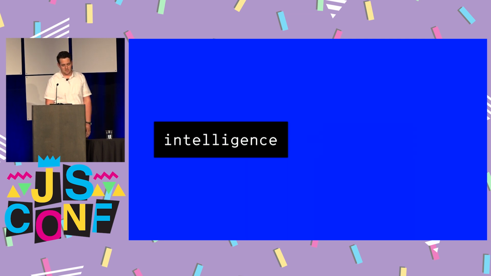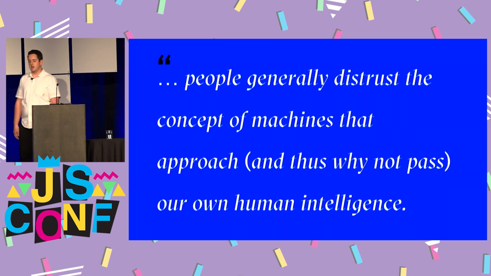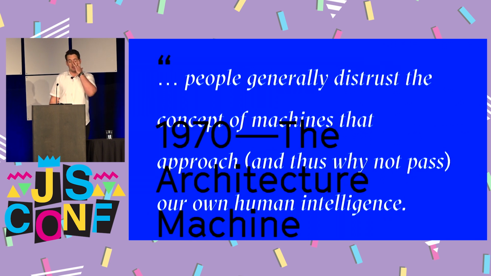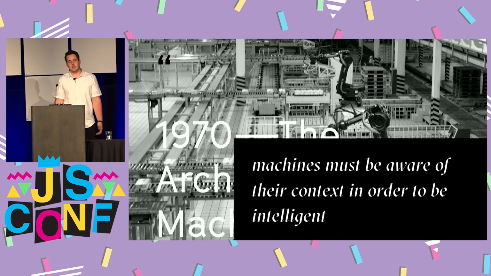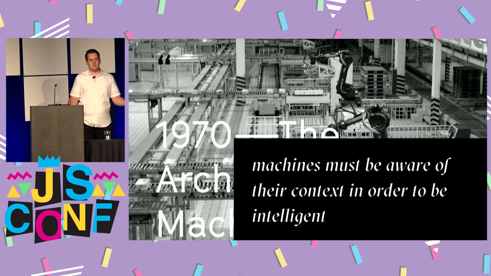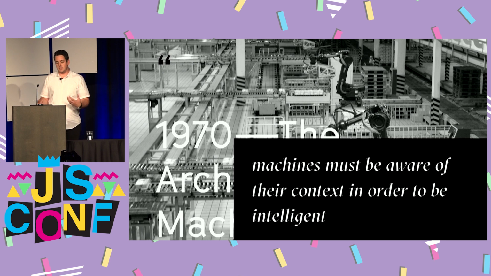So let's define intelligence. This is a quote from a great book. I'm just going to read it really quick. "People generally distrust the concept of machines that approach, and thus why not pass, our own human intelligence." I think a lot of people feel like this today. And this quote was actually written in 1970 in a book called The Architecture Machine, by the person who founded the MIT Media Lab. And he goes on to say that machines must be aware of their context in order to be intelligent. So you can't have a machine without using context, interacting with the world. It's not intelligent in that case.